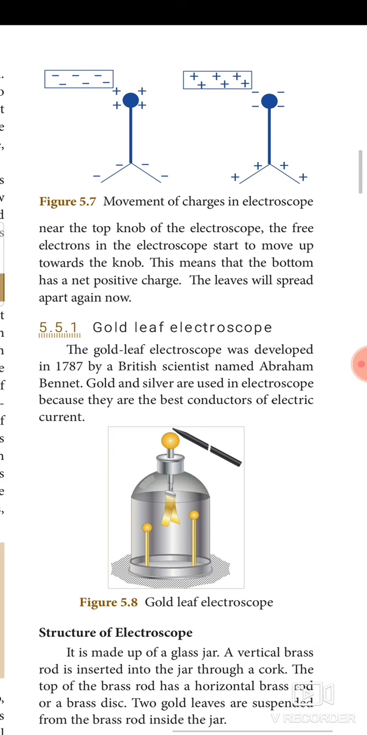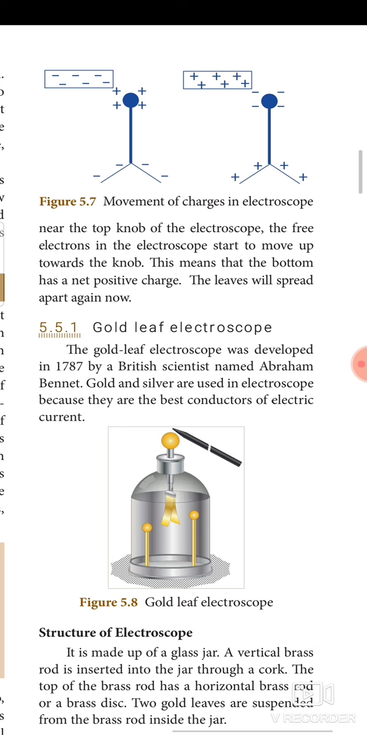Gold leaf electroscope. The gold leaf electroscope was developed in 1787 by a British scientist named Abraham Bennett. Gold and silver are used in the electroscope because they are the best conductors of electric current. What is the structure of the electroscope? Gold leaf electroscope. It is made up of a glass jar. A vertical brass rod is inserted into the jar through a cork. The top of the brass rod has a horizontal brass rod or a brass disc. Two gold leaves are suspended from the brass rod inside the jar.